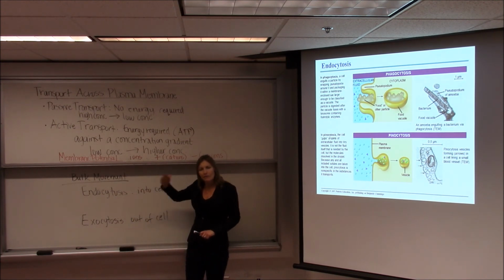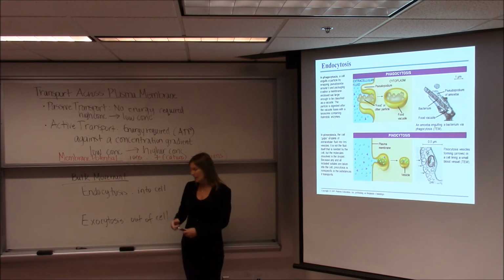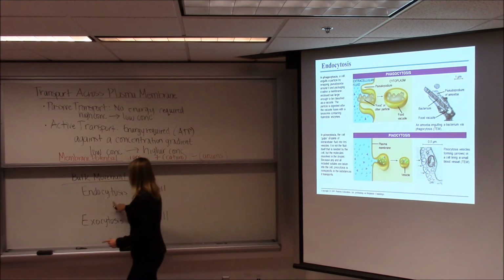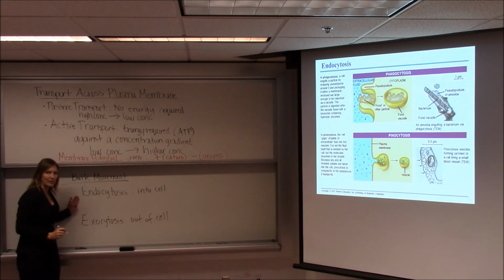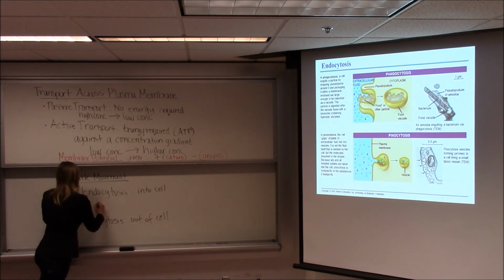Endocytosis is going to have two categories. One is going to be for small little liquid droplets, almost like cellular drinking, and then the other is going to be cellular eating. So under the category of endocytosis, we have two important terms. Pinocytosis.